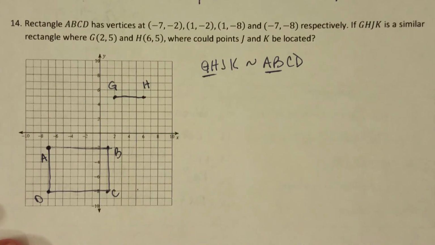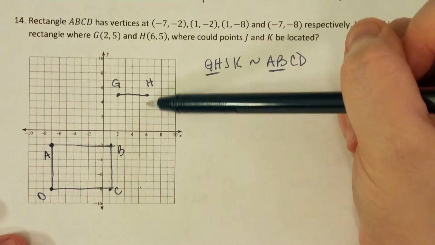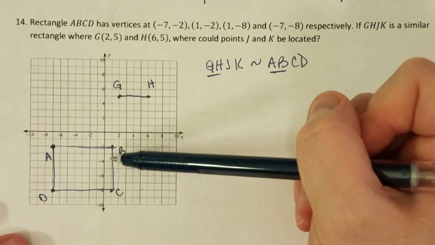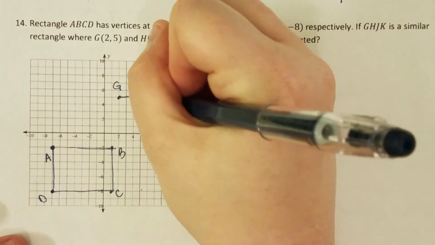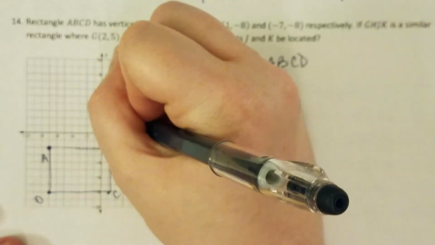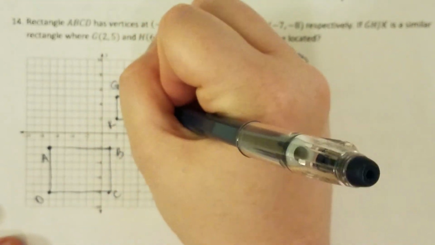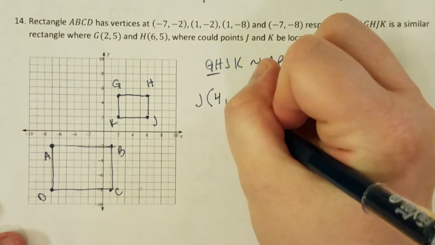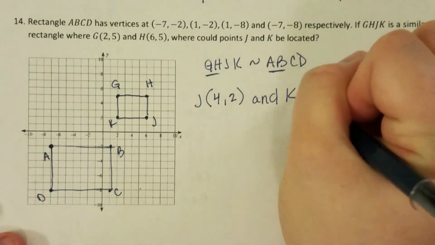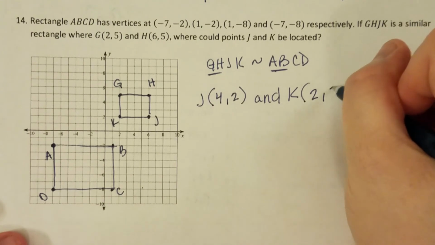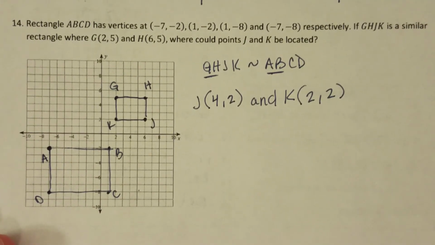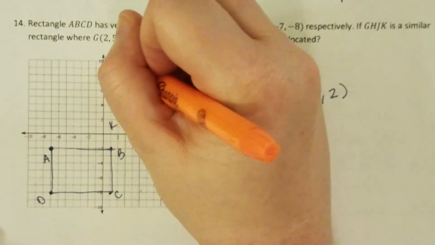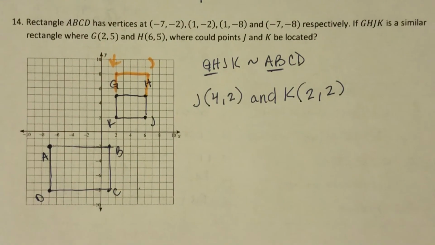So if these shapes are going to be similar, then it would follow that HJ would be half the length of BC. And BC has a length of 1, 2, 3, 4, 5, 6. So this has to be 3 units in length. So possible coordinates for J and K could be 4, 2 and 2, 2. Another possibility for these two coordinates would be if they were up here, and this was J and this was K. All right, so that's another possibility of the coordinates, but they only want one example there.